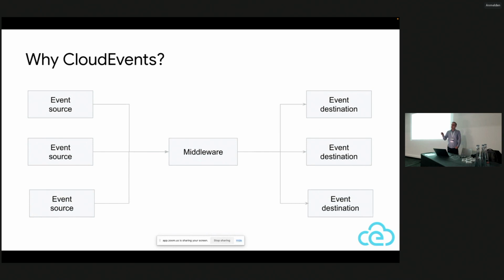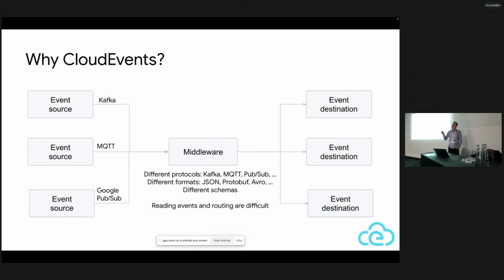Now, if you are using one system with one format, maybe this is not so complicated. But usually what happens is that you probably have event sources publishing events to different kinds of environments. So maybe you have a Kafka topic where you send the events to, or maybe you have some IoT devices that are sending events through MQTT, or maybe you're in the cloud and you want to have a service to send events to a Google Cloud PubSub topic, right? Now, all of a sudden, your middleware becomes much more complicated because now you need to understand different protocols like Kafka, MQTT, PubSub. You need to understand different formats.